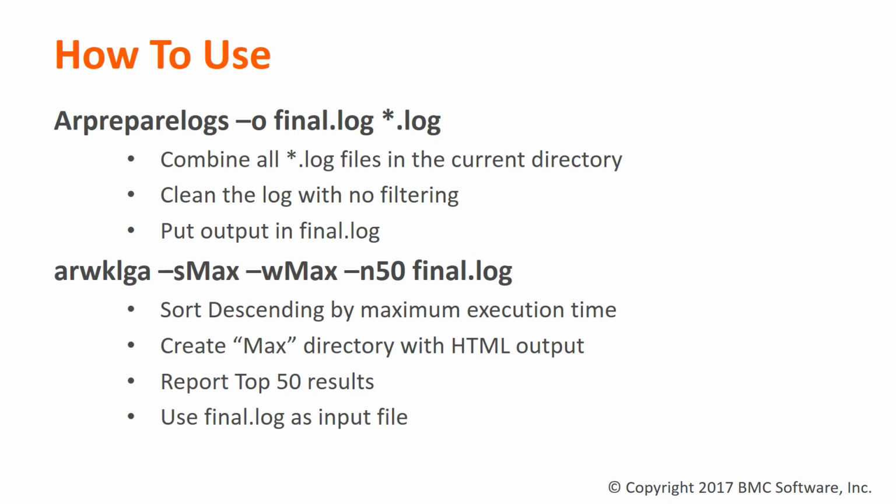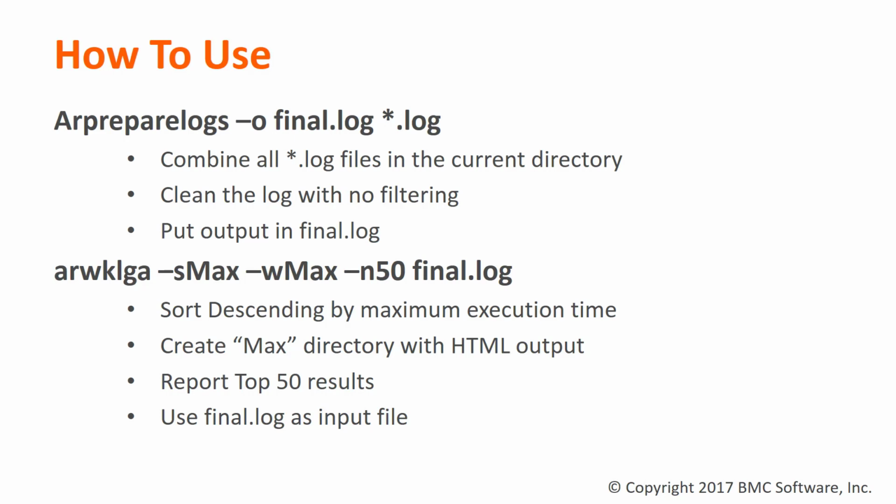So let's look at how to use it. It's pretty simple to use the utilities. They're command line utilities again. First you run AR prepare logs, and the common syntax is AR prepare logs with the -o and final.log as the output, and star.log or star.star depending on the file names that you have. This will combine all the star.log files in the current directory. It'll clean the logs with no filtering options, and it will put the output into a file called final.log.